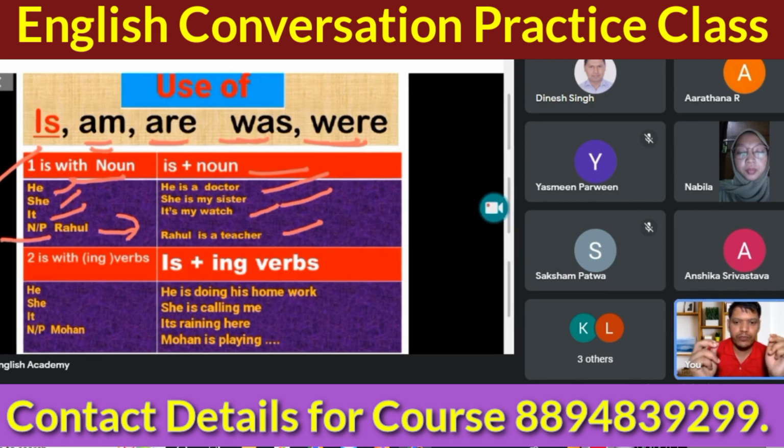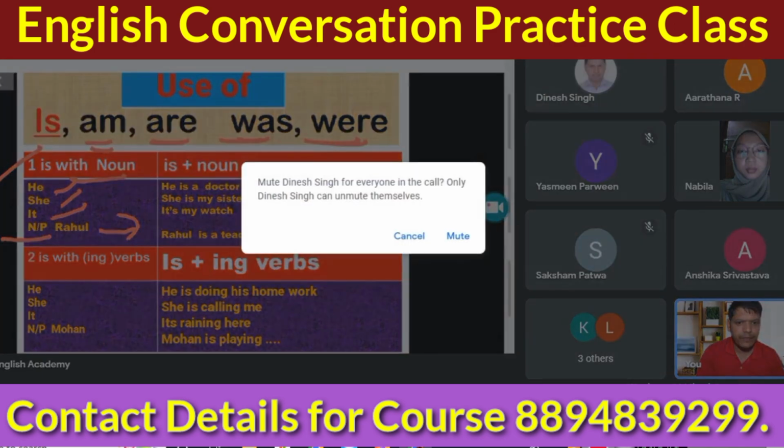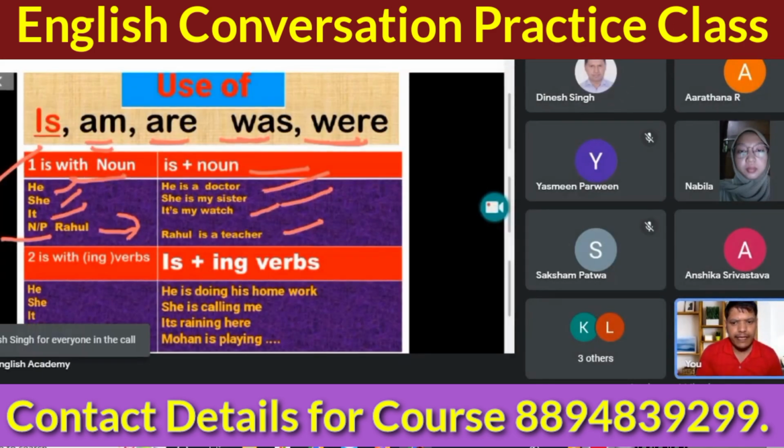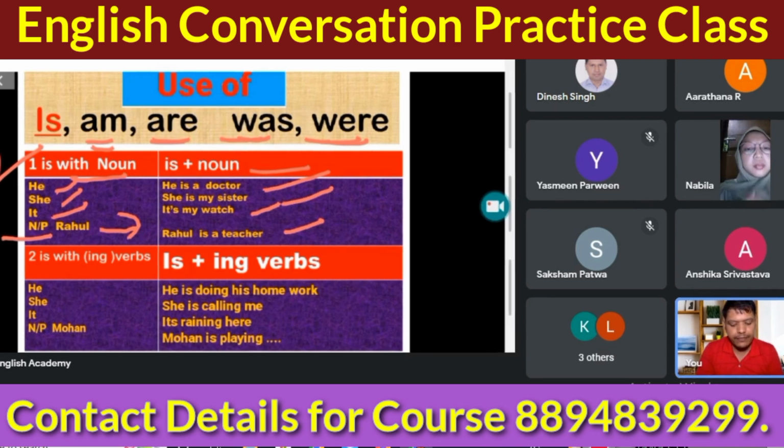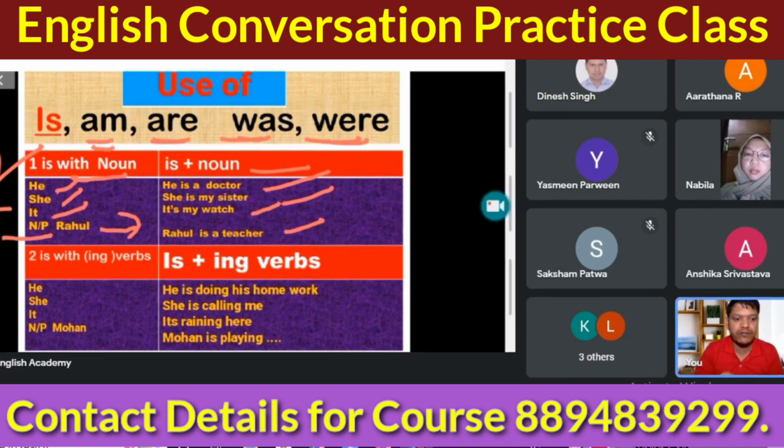First of all, you need to make sure that using is, am, are, our topic is let's learn sentences. Let's learn sentences by using is, am, are, was, were, very important auxiliary verbs. So number one, we have seen is plus noun, using is with noun. He, she, it, I, we, you, they, all these are known subject words.